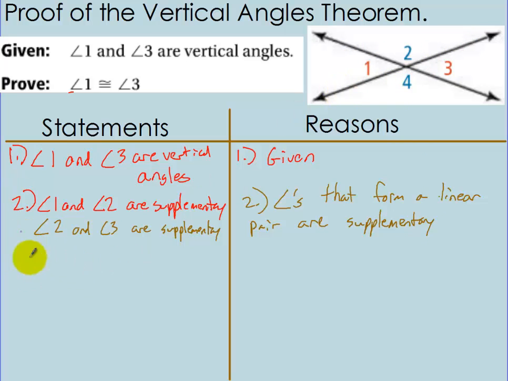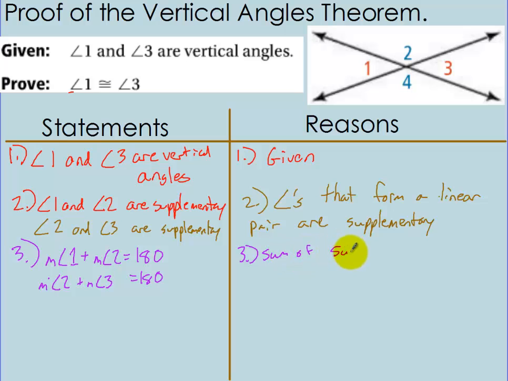All right, so step number 3. Well, what can we do with this information? We can use that supplementary, say measure of angle 1 plus measure of angle 2 add up to 180. We can say the measure of angle 2 plus the measure of angle 3 also add up to 180, and that's because the sum of supplementary angles is 180.